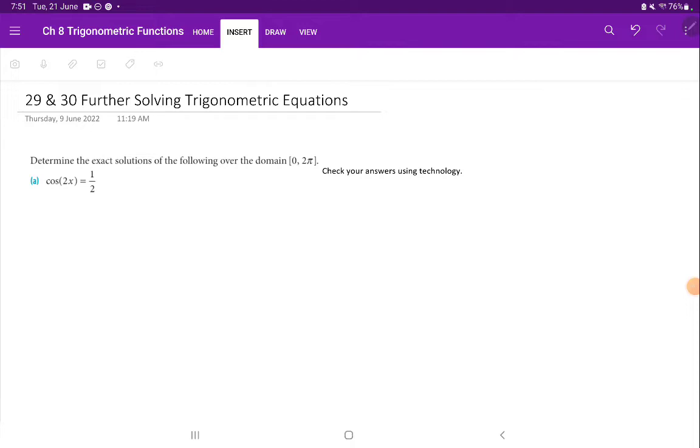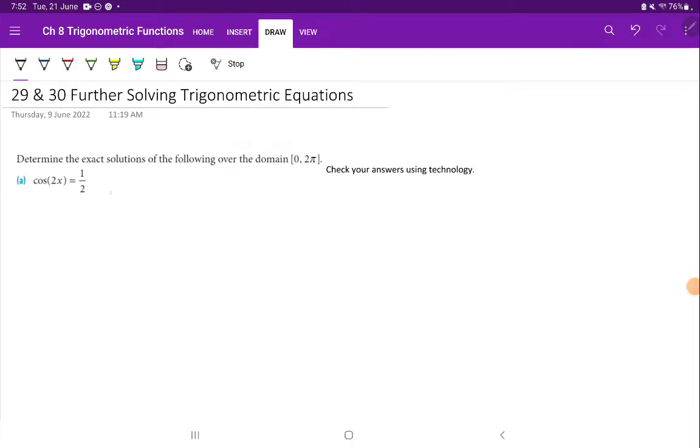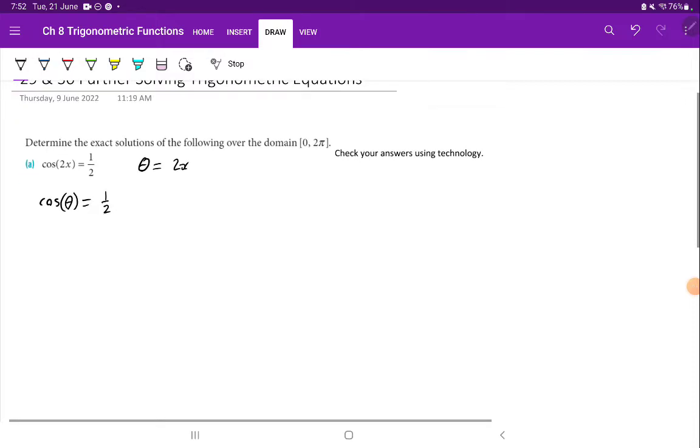Now you can see that this question looks almost identical to the last ones we were looking at, except this time we've got a 2x inside the parentheses. So instead of solving for 2x, let's just solve for, say, theta. So let's rewrite this. Let's say theta is equal to 2x, and now let's make this cos of theta equals a half. Okay. Well, that's a lot easier to do.